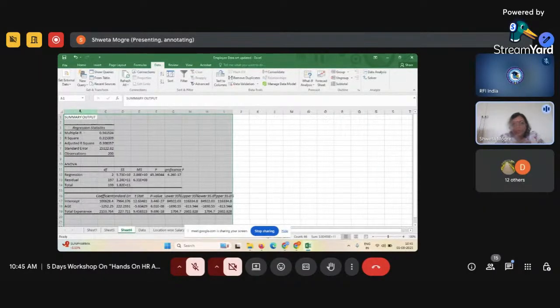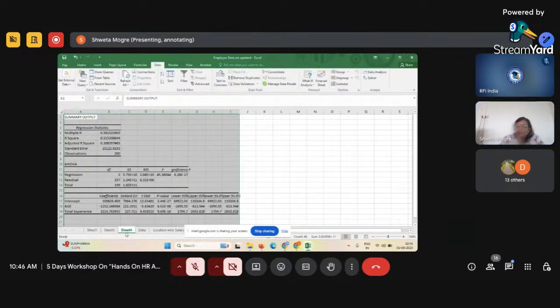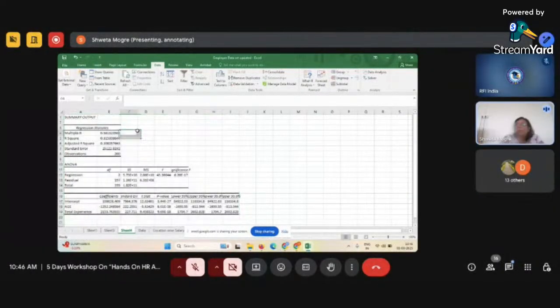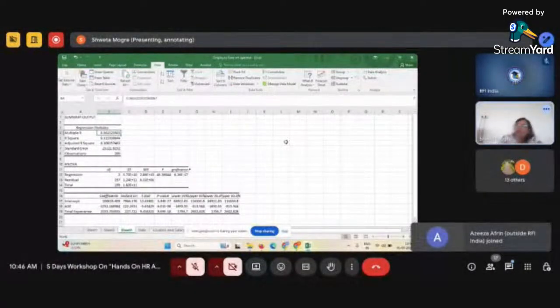I hope my screen is visible. Can anyone acknowledge my screen is visible? New sheet number 4. Yes, ma'am. Now, please pay attention to the R value. Do you observe any kind of changes here? Yes, madam. Earlier it was 0.4 and R square was 0.2 something. So now it has changed. It is 0.5 and 0.3. Yeah, so that is the difference.